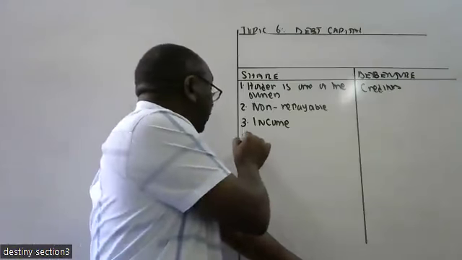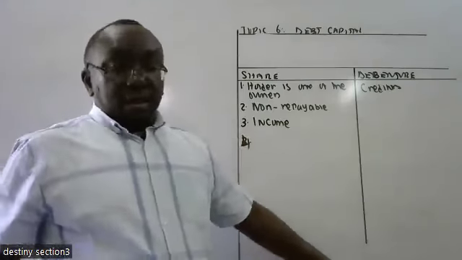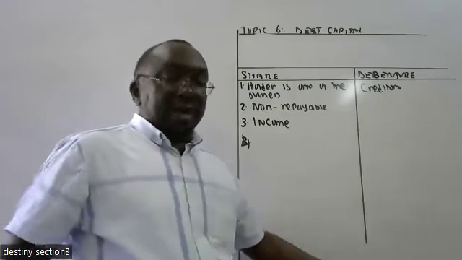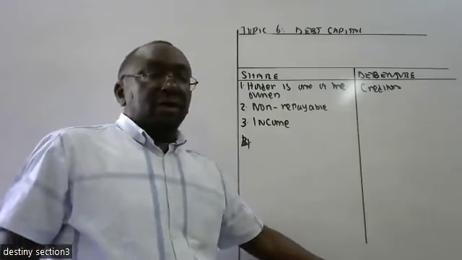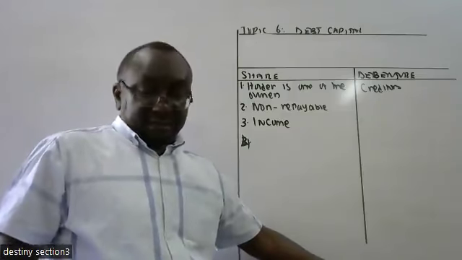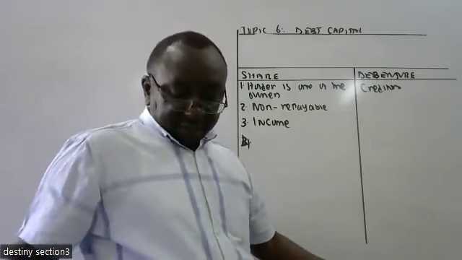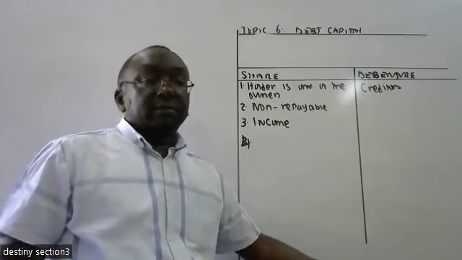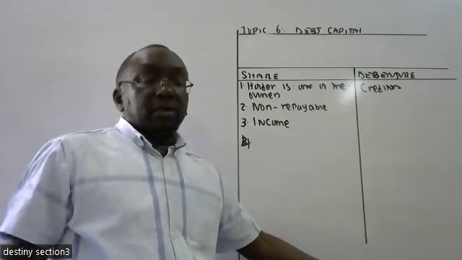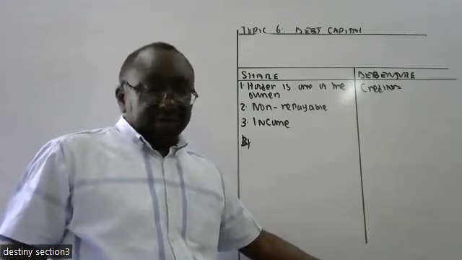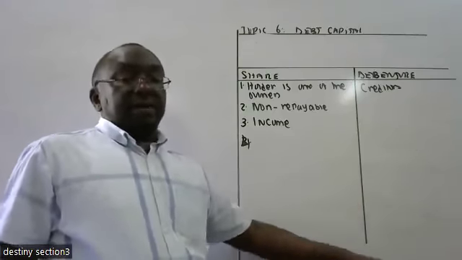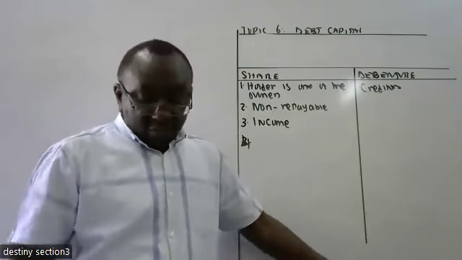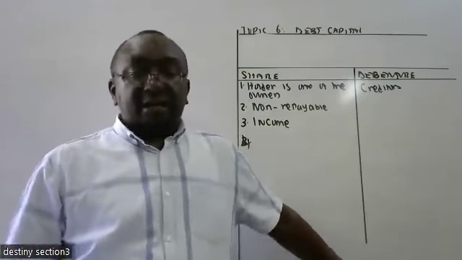Number four, the holder has no rights of a member. But on the debenture, we write that most of the rights are restricted.